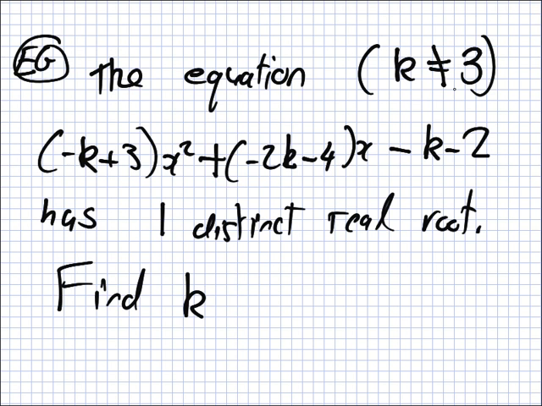Why can't it be 3? It's not quadratic anymore. Actually, I should stick in the word quadratic there. The quadratic equation has one distinct real root. Find k. So what do you know about the discriminant? It is equal to 0. That's enough to find the k. See what you can do.